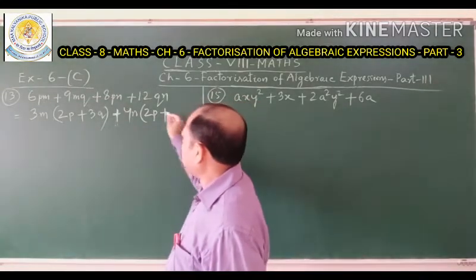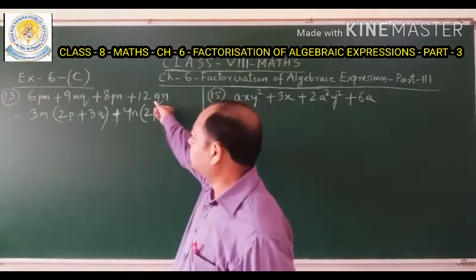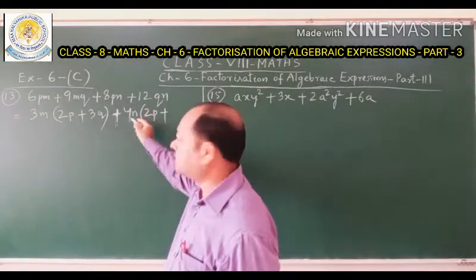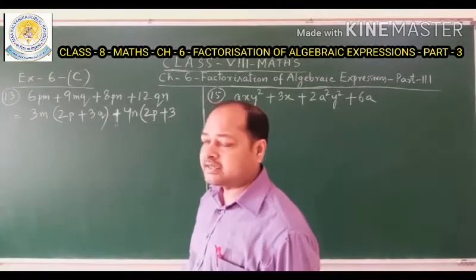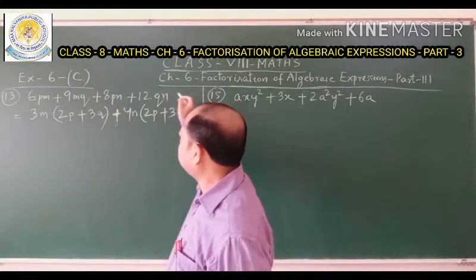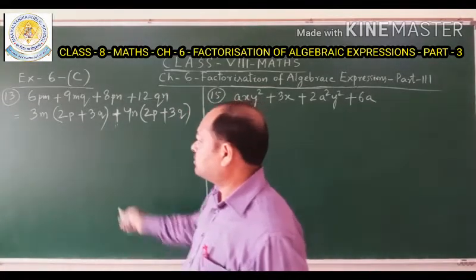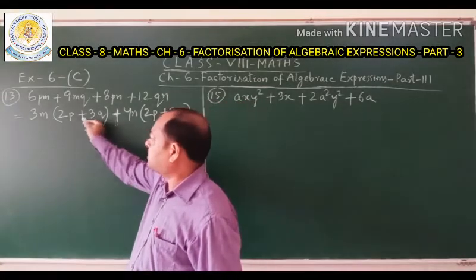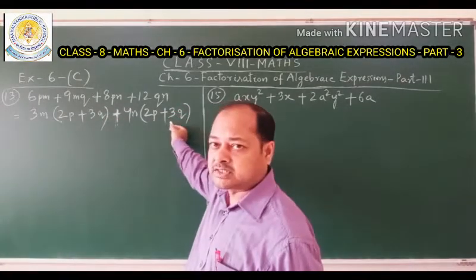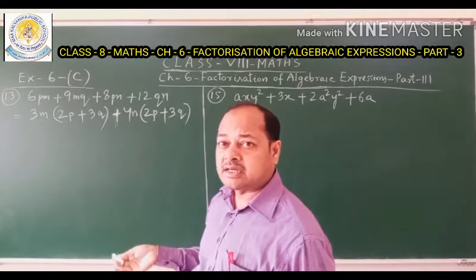Plus how much? From 12, if you divide by 4, what is left? That is 3. Write the coefficient 3 here. Then already n is common here, so what is left here? q is left. So that is 2p plus 3q, which is the same as here, 2p plus 3q. Here also 2p plus 3q. Both are binomial terms, common binomial terms.